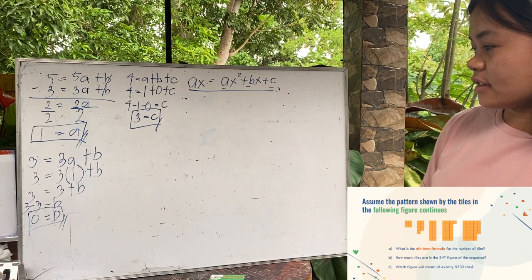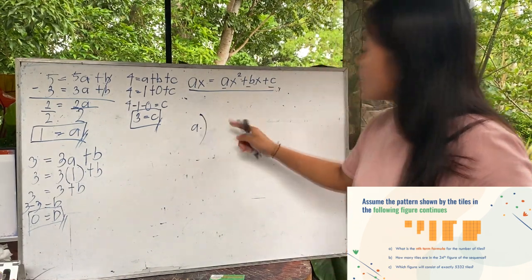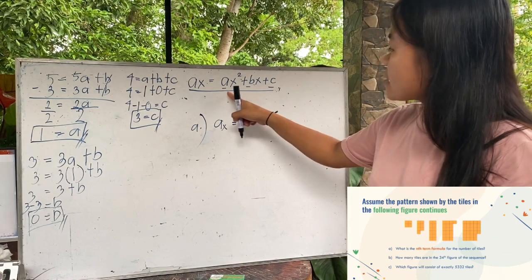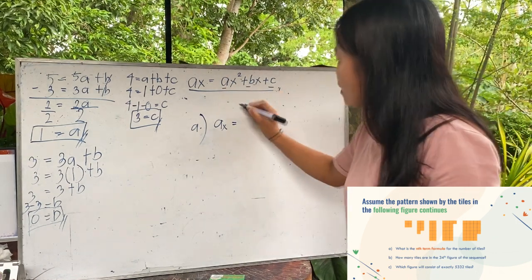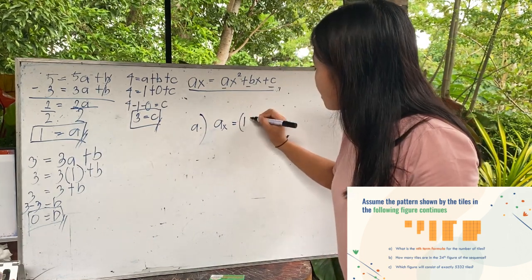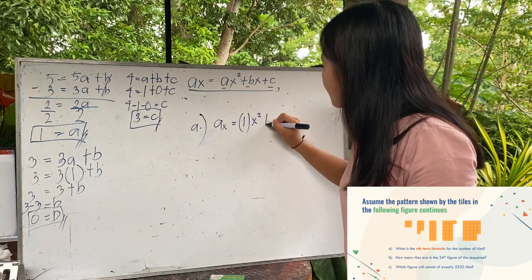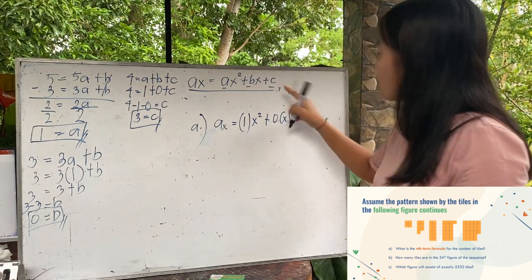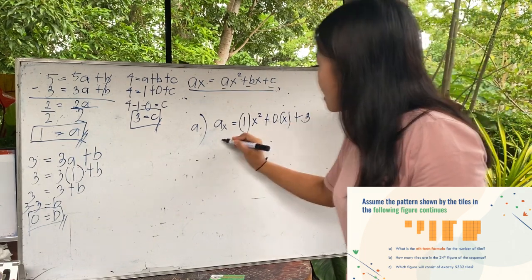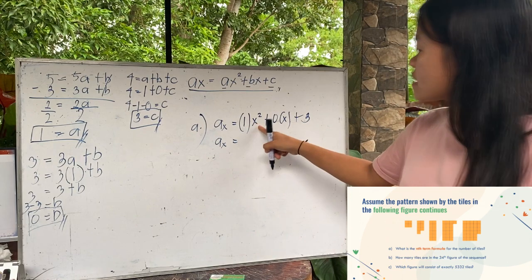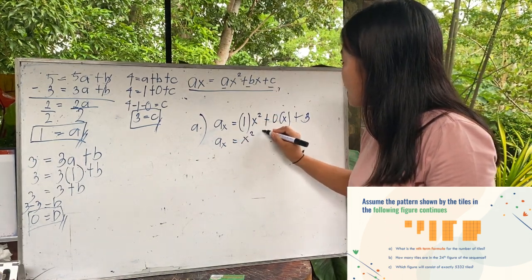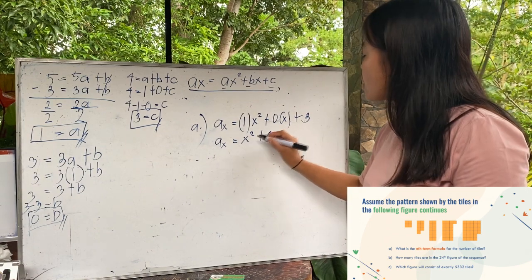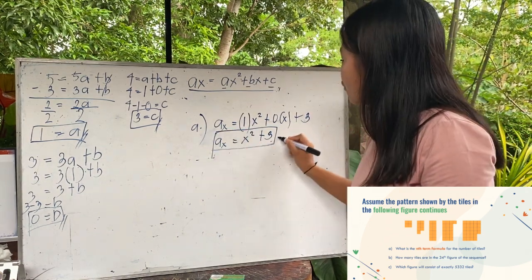So now we will find our nth term. So this is question A. By using this formula, a sub x equals, we will now substitute all the values of these letters. So a is 1 times x squared plus b is 0 times x plus c is 3. So a sub x equals 1 times x squared, so that is x squared, plus 0 times x is 0, plus 3. So this is now our nth term formula.